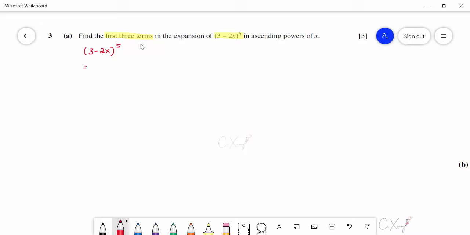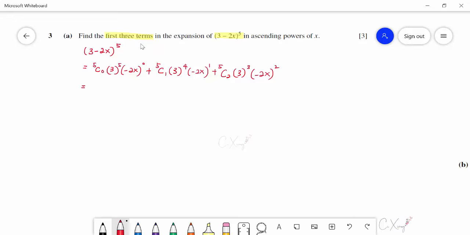Okay, so we will start from the first term. The first term formula will be nC0, which is 5C0, 3 power 5, and negative 2x power 0. Then followed by the next one, nC1, 3 power 4, negative 2x power 1. And the third term will be nC2, 3 power 3, negative 2x power 2.